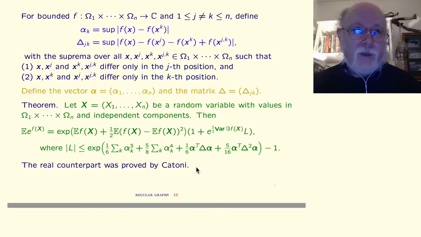So for example, if half of the vertices have degree n over 4, and the other half have degree 3n over 4, then you're right on the edge of degree sequences that don't exist.